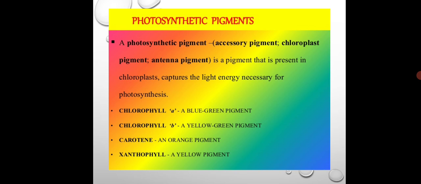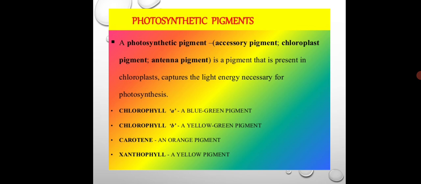Now, what are photosynthetic pigments? What is the role of these pigments? These pigments help to carry out photosynthesis. Accessory pigments are there. Accessory pigments are light absorbing compounds found in photosynthetic organisms. Chloroplast pigments are there. Antenna pigment.